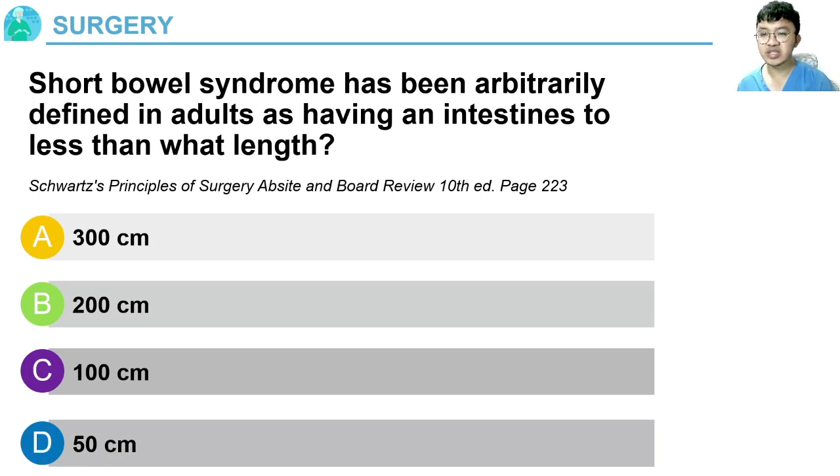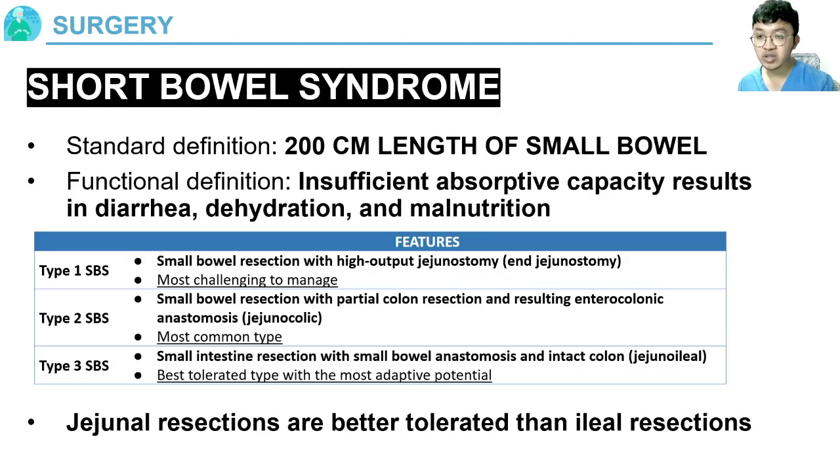Next, short bowel syndrome has been arbitrarily defined in adults as having an intestines to what length? Is it 300, 200, 100, or 50? So short bowel syndrome is defined as standard definition of a 200 cm length of residual small bowel. However, the functional definition is insufficient absorptive capacity resulting in diarrhea, dehydration, and malnutrition. So you have 3 types of short bowel syndrome. Type 1 is small bowel resection with high output jejunostomy. So you've removed the ileum and the end of it.